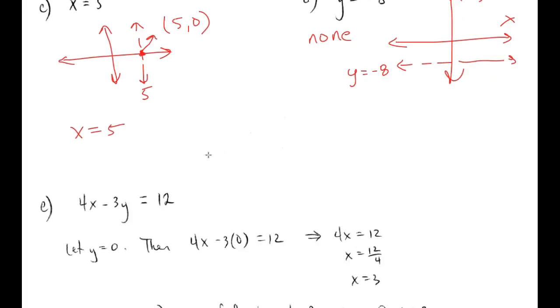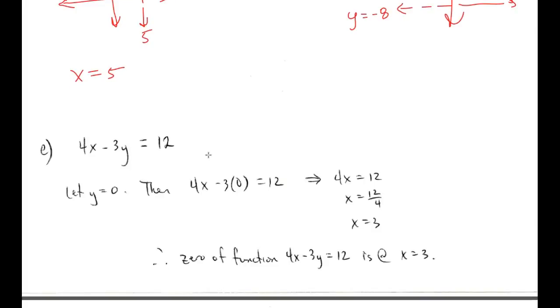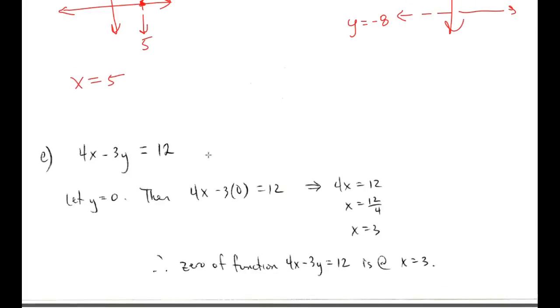For our example E, we again would just let y equal 0. If we do that, then we end up with 4x is equal to 12, divide by 4, and we get x equals 3. So the zero of this function would be x equals 3. This concludes our video for the zeros of a linear function.